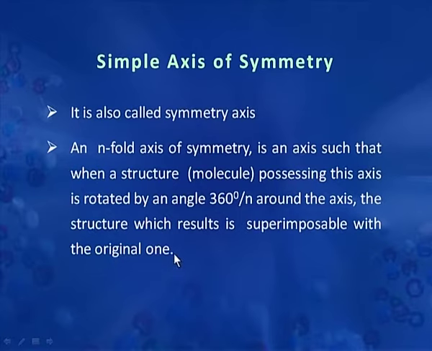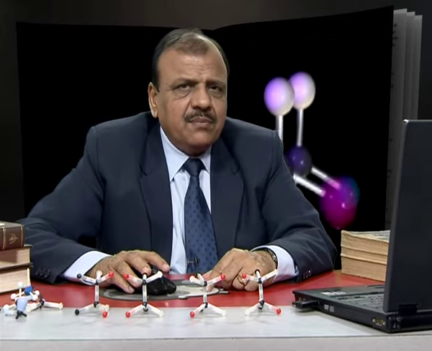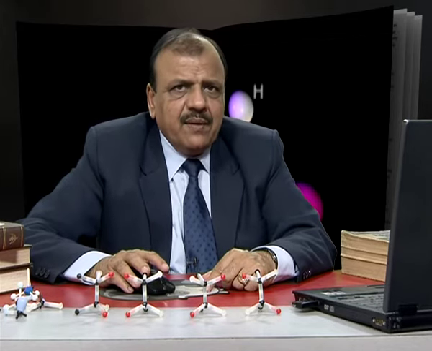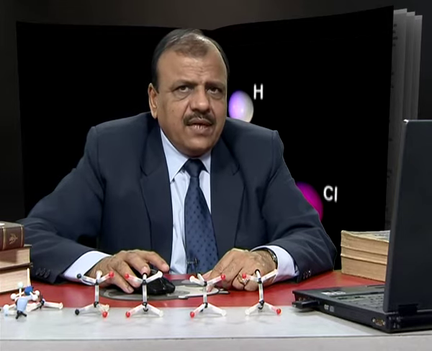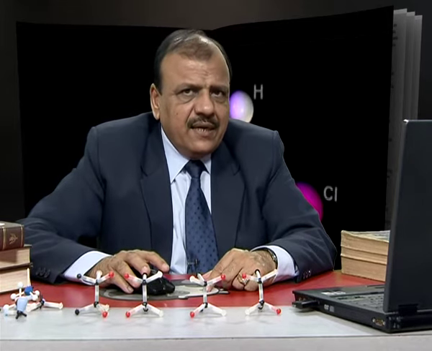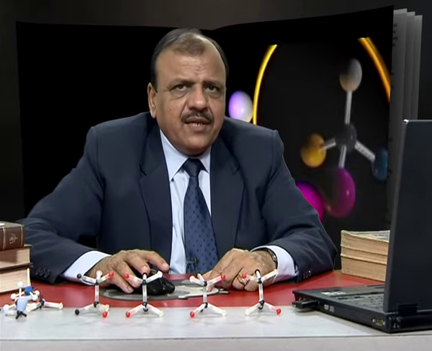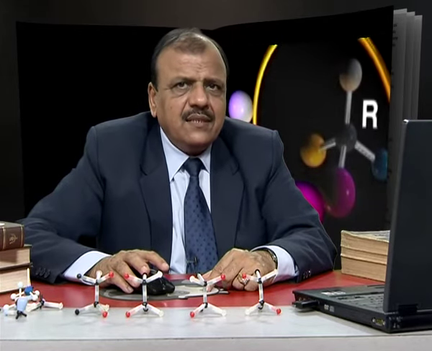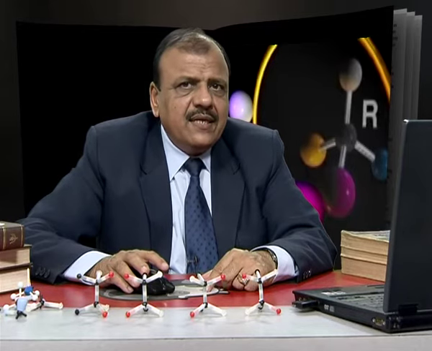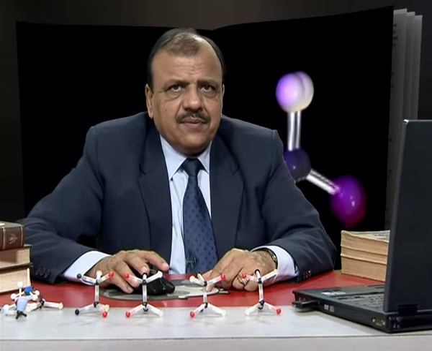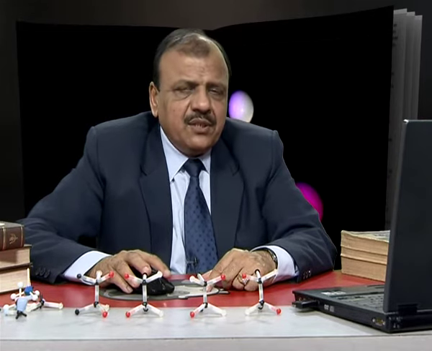So, the difference between simple axis of symmetry and alternating axis of symmetry is that in simple axis of symmetry we rotate the molecule by a certain angle around that axis and we get the identical structure. Whereas in alternating axis of symmetry we rotate it by a certain angle around the axis and whatsoever we get, its mirror image perpendicular to that axis is identical to the original structure. This is the basic difference between these two.